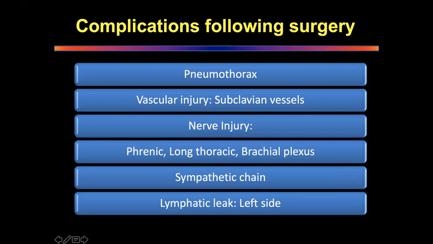So, the other thing that you could get is lymphatic leak on the left side, because the thoracic duct comes and joins the junction of the internal jugular and the subclavian vein. And you've got to be careful about that area. You got to be aware that you might actually damage it.